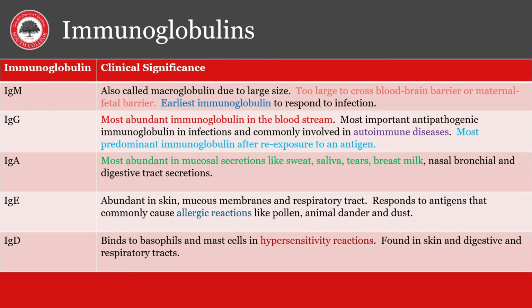This table is adapted from Table 11-1 in your textbook. Highlighted are the most important aspects of each type of immunoglobulin. IgM is the earliest, or the first one, to respond. IgG is the most abundant in the blood and involved in autoimmune diseases, as we'll see in a few minutes. IgA is found in exocrine glands and secretions like sweat, saliva, tears, and breast milk. IgE is involved in allergic reactions, while IgD is involved in hypersensitive reactions. Study this table well. You can always pause the video to look at it.